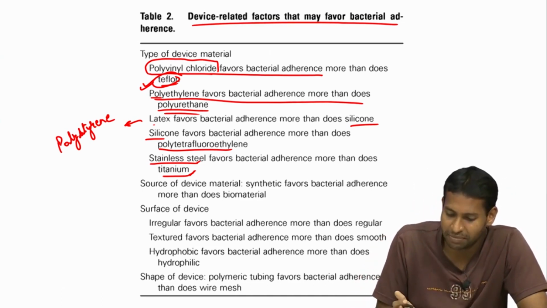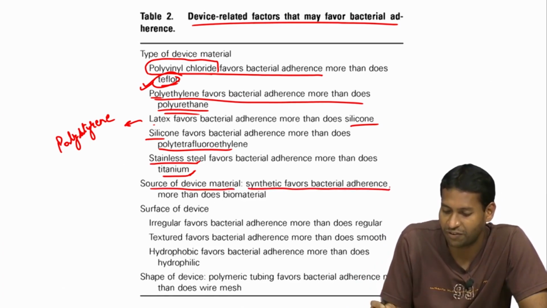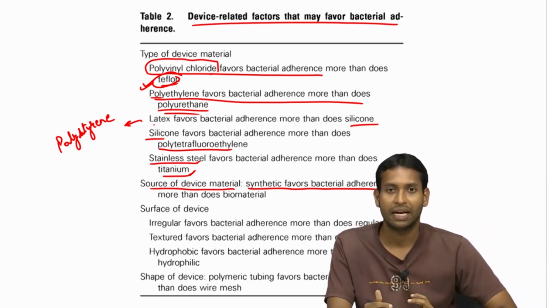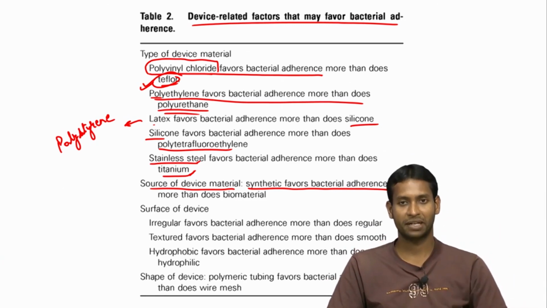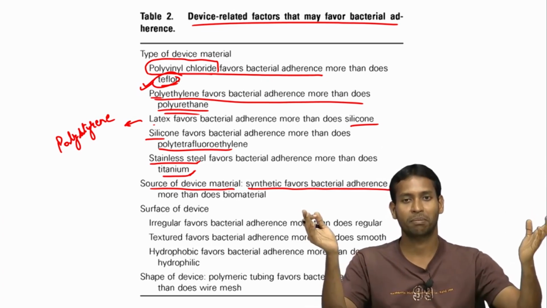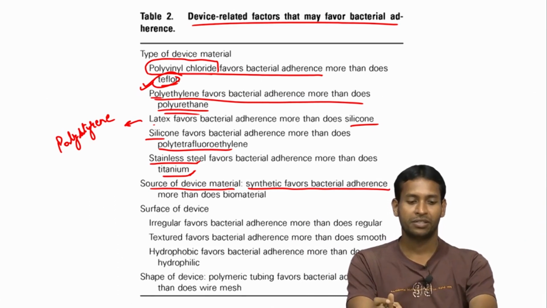And then the source of the device material is also important. So, as I just mentioned, synthetic surfaces favor bacterial adherence much more than anything which is natural, and the whole point behind that is the body knows how to handle the natural material. It can degrade it, it can remodel it, so that even if the bacteria has adhered to it, maybe the bottom surface is going to completely degrade and all the bacteria are then going to become planktonic. So, some of these things become important.